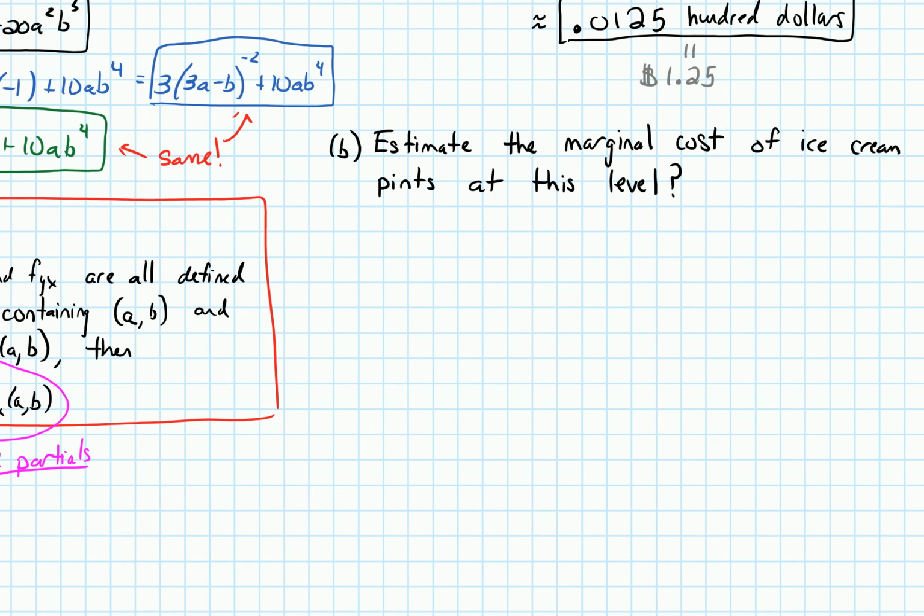The marginal cost is the cost of one extra ice cream pint in this case. So I need to know how much my cost changes. I'm going to denote that as delta C. Delta is just a notation for change in. So this is change in cost. I need the change in cost when the number of ice creams goes up by 1. So that means the change in X is going to be 1, while my Y value is constant. The Y value remains fixed. In our example, it's 6.